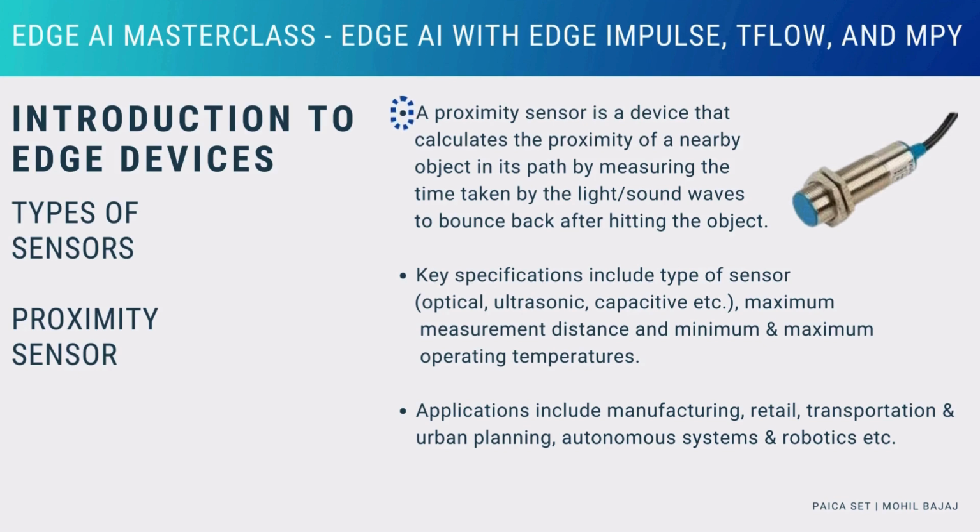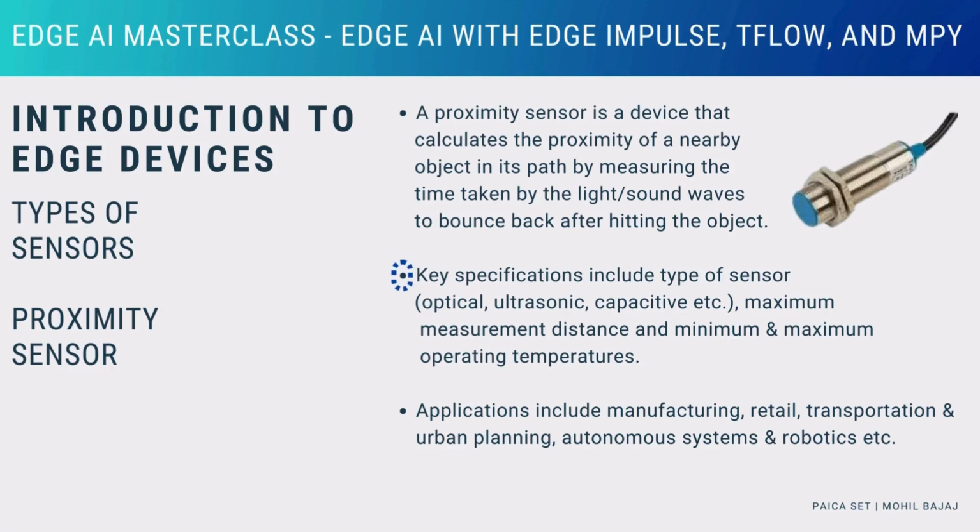Let's now look at their working. An optical or ultrasonic sensor works by emitting light or sound waves and then measuring the time it takes for these waves to return after hitting an object. This time measurement can then be used to calculate the object's distance or proximity. Capacitive and inductive sensors, on the other hand, detect the changes in their electric and magnetic field respectively and use that to detect the presence of an object.